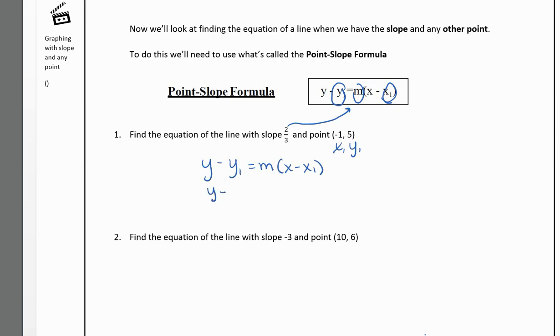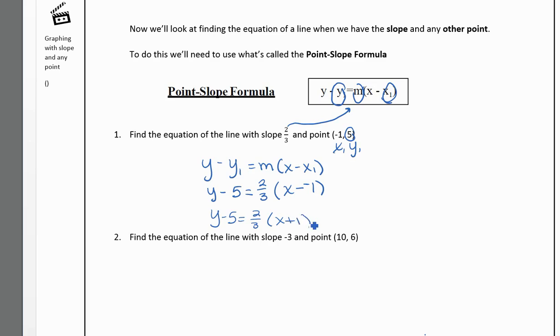So y minus 5, that came from the y-coordinate of our point, equals 2/3 times x minus -1, the x-coordinate from our point. Now, what we're going to want to do many times is write this in slope-intercept form, y equals mx plus b, and it's not quite in that form yet. So the first thing I'm going to do is simplify subtracting a -1. We know that minus a -1 can become a +1. So I'm going to write this as y minus 5 equals 2/3 times x plus 1.